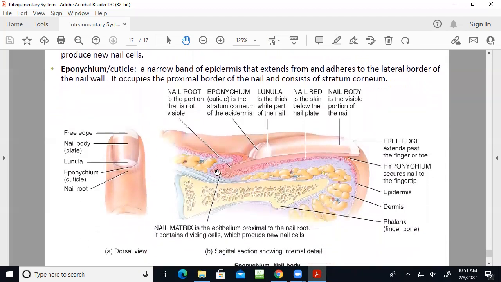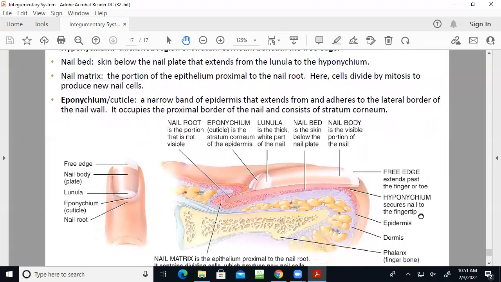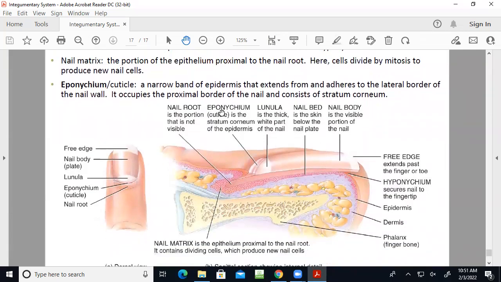And then the nail matrix is a lot like the hair matrix. It's at the proximal end where the nail root is. This is where cells are going to go through mitosis, cell division, producing new nail cells, which enables the nail to grow in length. And then another fun word is the eponychium, which is most commonly called the cuticle. A narrow band of epidermis extends from and adheres to the lateral border of the nail wall, occupies the proximal border of the nail, and consists of stratum corneum. So that's that little kind of flap of skin. We commonly call that eponychium or cuticle, but it's fancily known as the eponychium.